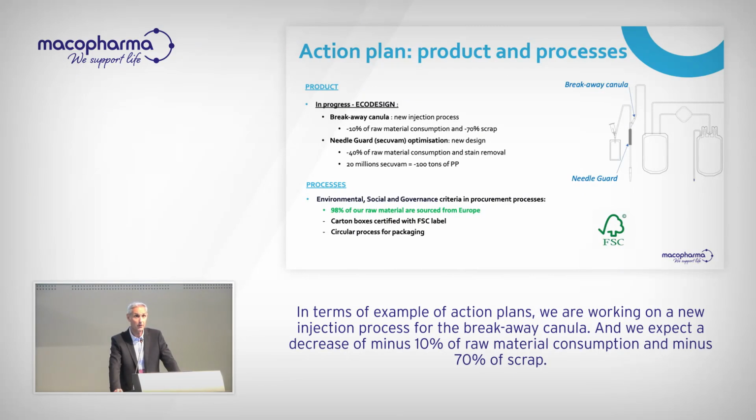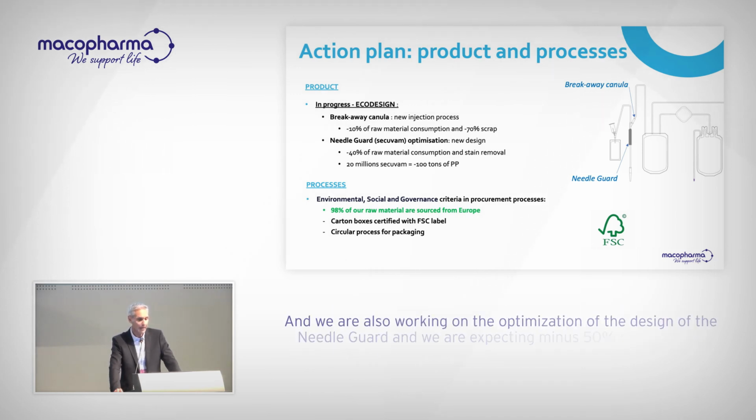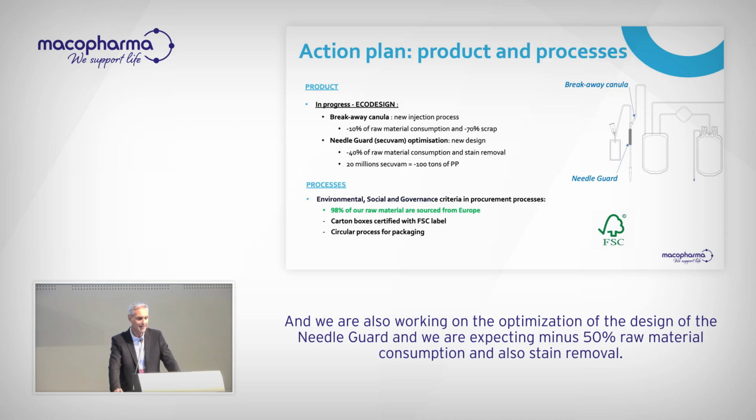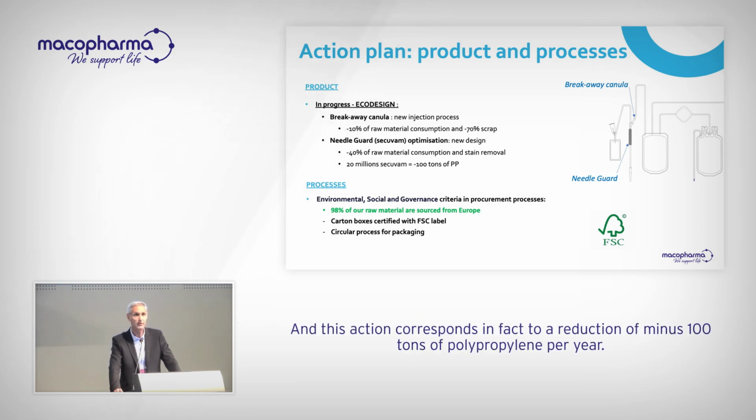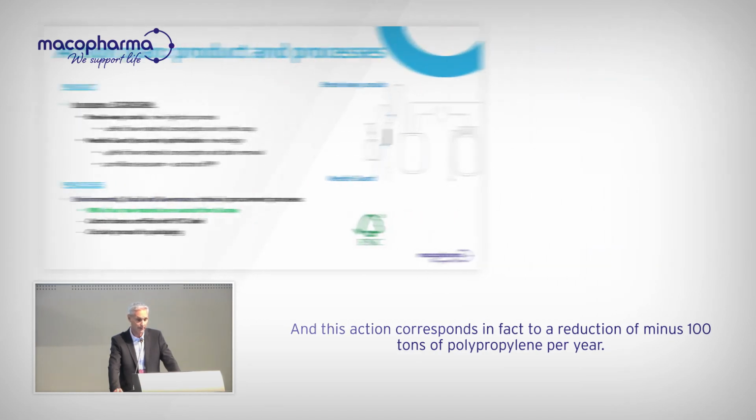In terms of examples in production plants, we are working on a new injection process for the breakaway cannula, and we expect a decrease of 10% of raw material consumption and 70% of scrap. And we are also working on the optimization of the design of the needle guard, and we are expecting 50% less raw material consumption and also stain removal. And this action corresponds in fact to a reduction of 100 tons of polypropylene per year.